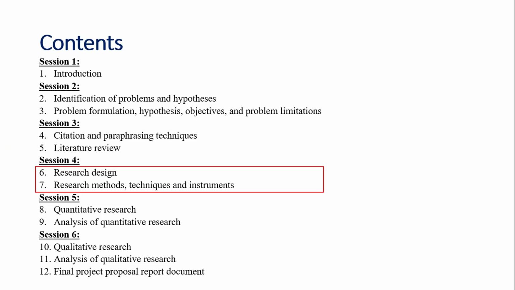In our previous sessions, we discussed the steps of conducting research, identifying the problem, formulation of hypotheses, objectives, and problem limitations, and how we could find out about a problem and what the sources of the problem are.